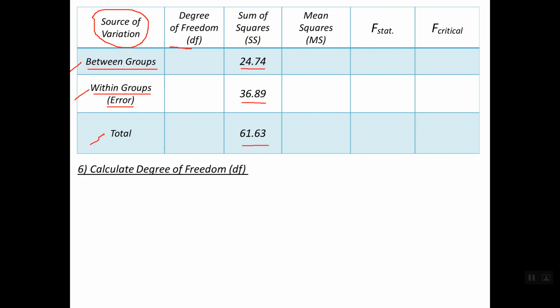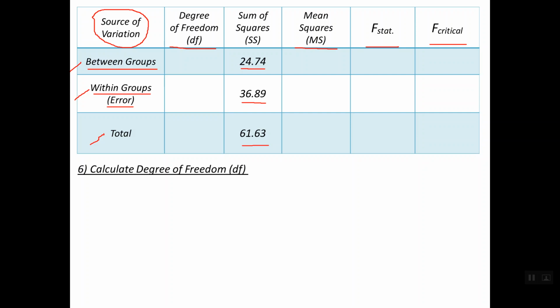We need to calculate the degree of freedom. The sum of squares have been calculated. Then we need to calculate the mean squares, MS. Then simply we can get the value of the statistic F. Regarding the critical value of F, we should return back to the F distribution table so we can determine it directly.